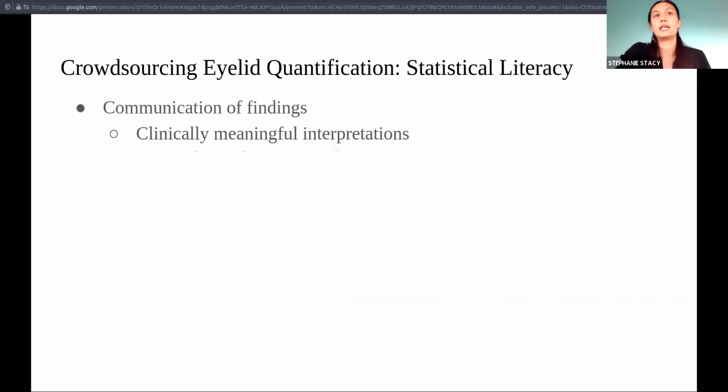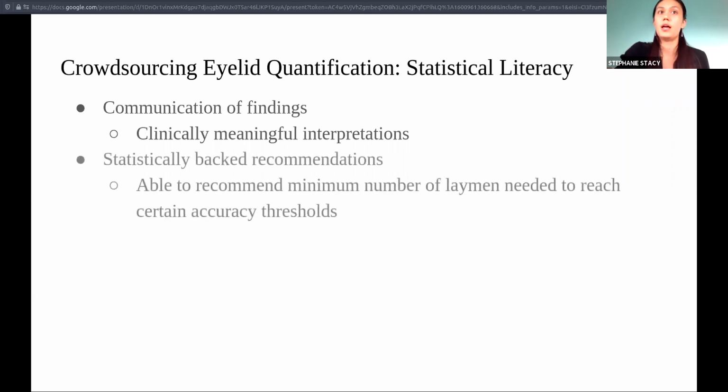So the final dimension of this is statistical literacy, and that has to do with communication and how you really talk to non-statistical people and specifically hear your clients. And so this team was able to give a good presentation at the end of the 5 weeks and really give clinically meaningful interpretations to the clients, as well as actual statistically backed recommendations. So the question was, how many laymen do we need? And they were able to say, well, given that you want to reach some sort of accuracy threshold, we can estimate the minimum number of people you would need to recruit for an accurate estimation of that upper eyelid.